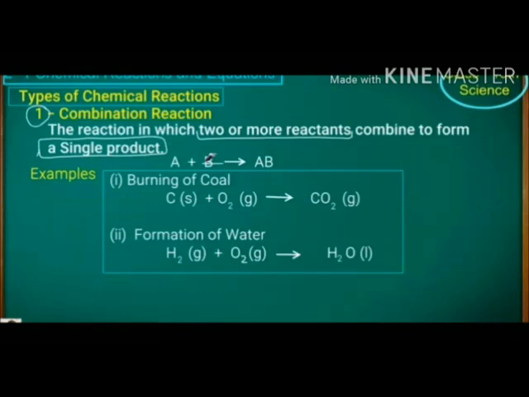There are types of chemical reaction. There are 5 types. First is the combination reaction. The name indicates that when two things combine to form one single product, like A and B combine to form AB. For example, burning of coal: carbon plus oxygen gives carbon dioxide. Formation of water: hydrogen plus oxygen gives water, H2O.